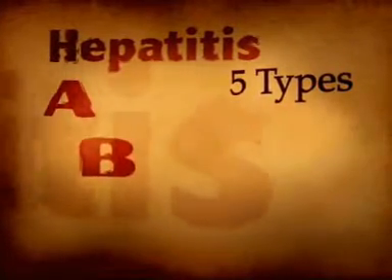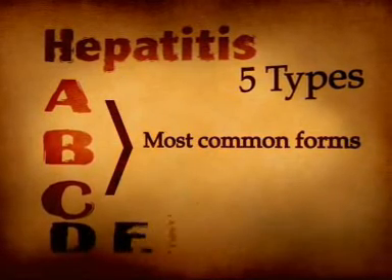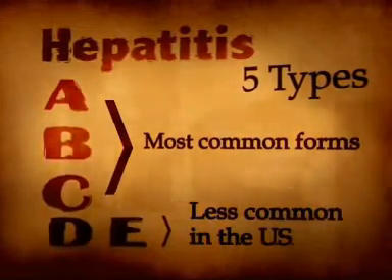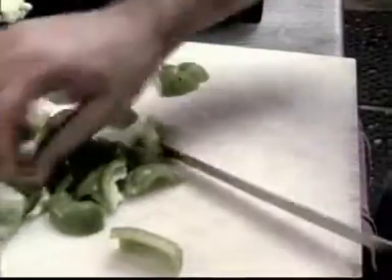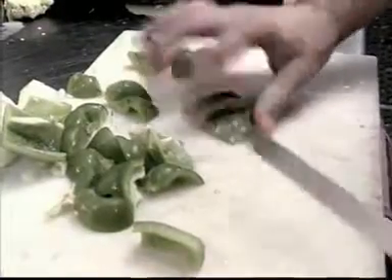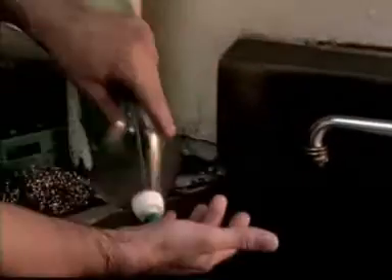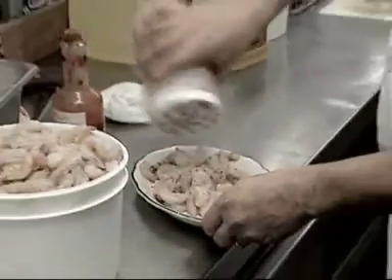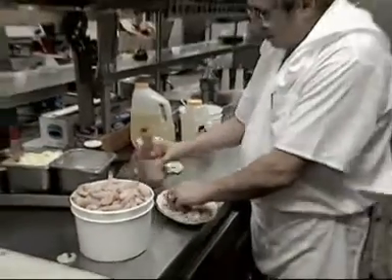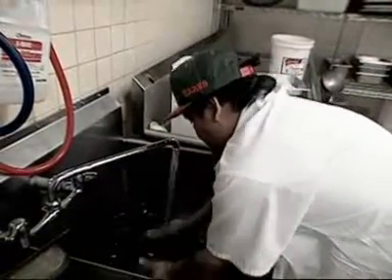Hepatitis A, B, and C are the most common forms of the disease. Hepatitis D and E are far less common, especially in the United States. Hepatitis A is contracted by oral contact with human waste. The most common form of transmission is by food handlers who do not wash their hands thoroughly after using the bathroom. Hepatitis A may also be transmitted by eating shellfish harvested in contaminated waters.